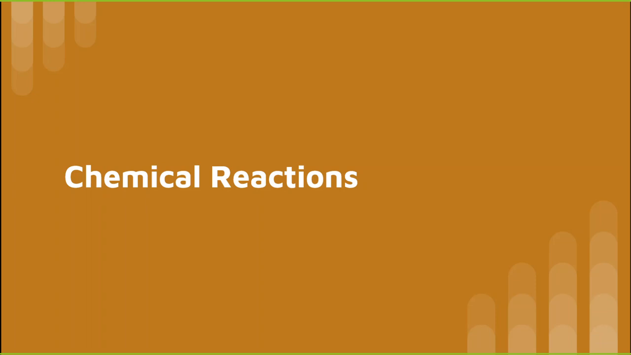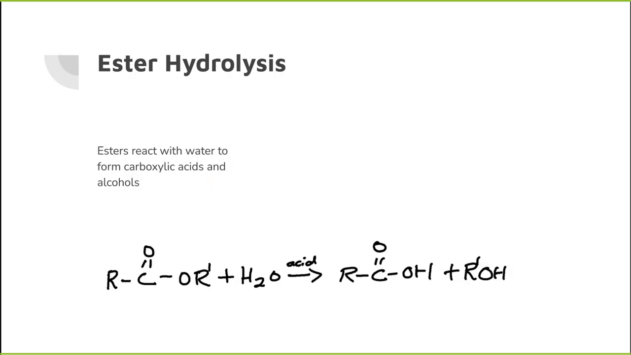All right, chemical reactions. Esters react with water to form carboxylic acids and alcohols. So you're basically reversing the reaction that we looked at to make an ester. So you've got RCOOR reacted with water in the presence of acid. You will reverse this formation and you will end up with a carboxylic acid and your alcohol again. We saw at the beginning of this talk going this way, it's now going back that way.